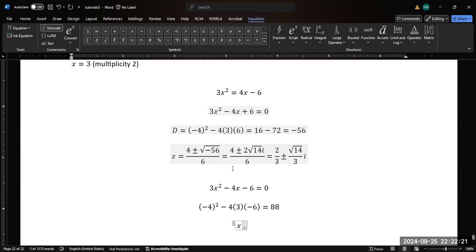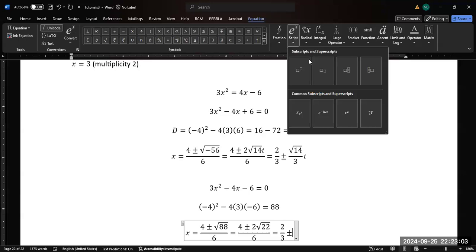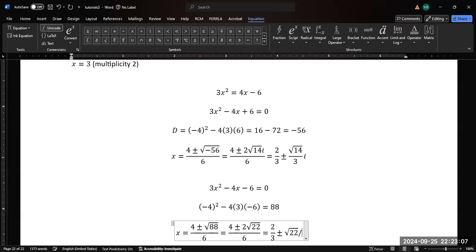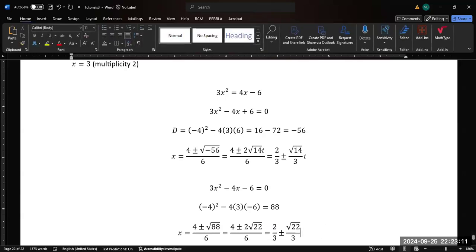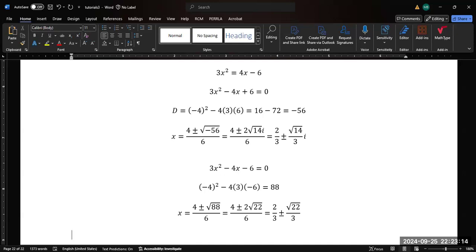And so now we can finish out our equation for plus and minus the square root of 88 divided by 6. 88 has a factor of 4 that I can take out, which is going to leave 2 outside the radical and a 22 under the radical divided by 6. And again, I can simplify a little and get 2/3 plus and minus, the 2 will cancel, the square root of 22 divided by 3. And again, there's no i here, and so the solutions are real. And so I have two distinct real roots.